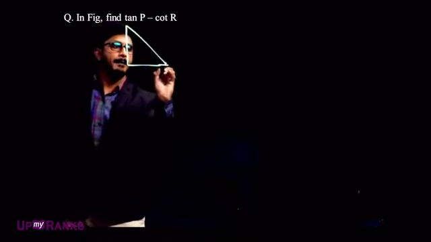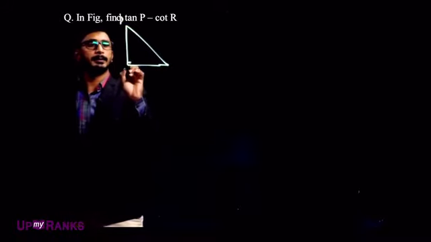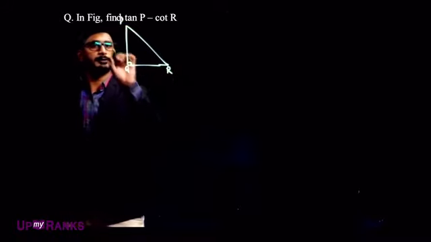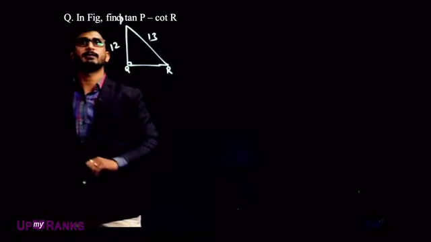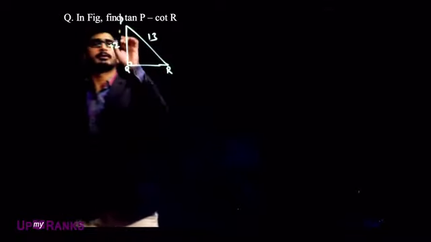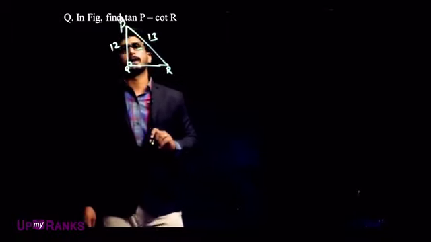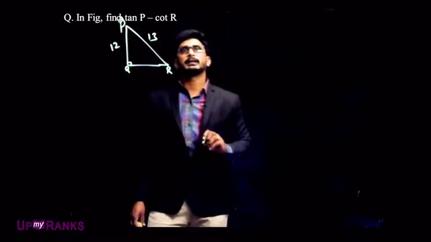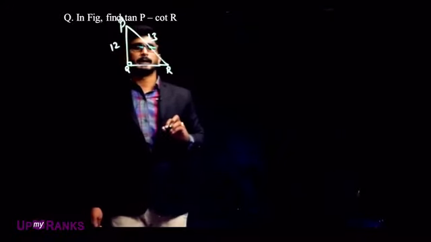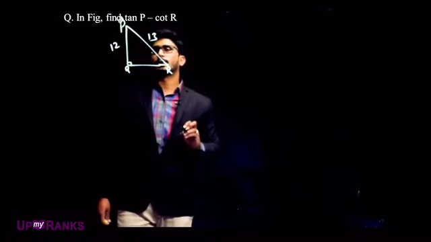A right angle triangle PQR, where this side is 12 and this is 13, as given in the figure. We have to find tan P minus cot R. So let us remember here.